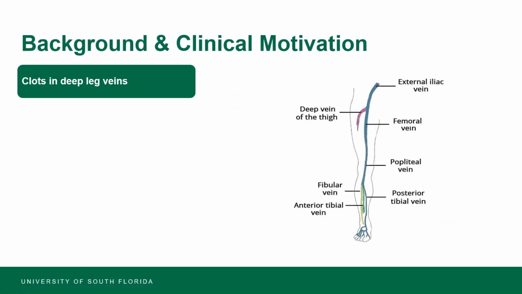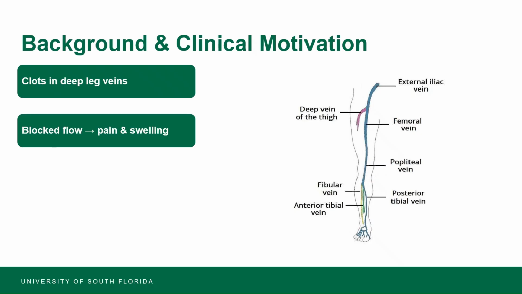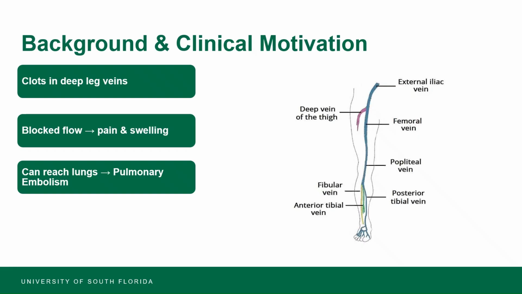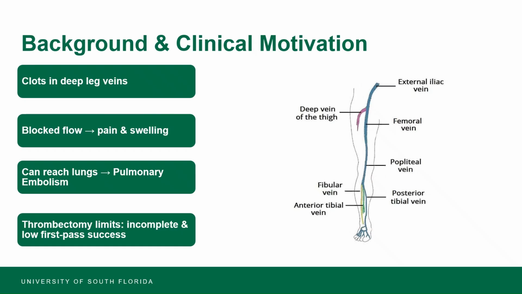Deep vein thrombosis, or DVT, occurs when a blood clot forms in one of the deep veins of the leg, most often the popliteal, femoral, or iliac veins. This blockage disrupts normal blood flow, leading to pain and swelling in the affected limb. If the clot breaks free, it can travel to the lungs and cause a pulmonary embolism, a life-threatening complication. Even with modern thrombectomy devices, challenges remain, such as incomplete clot removal and limited first-pass success, emphasizing the need for safer, more efficient solutions to restore vascular flow.